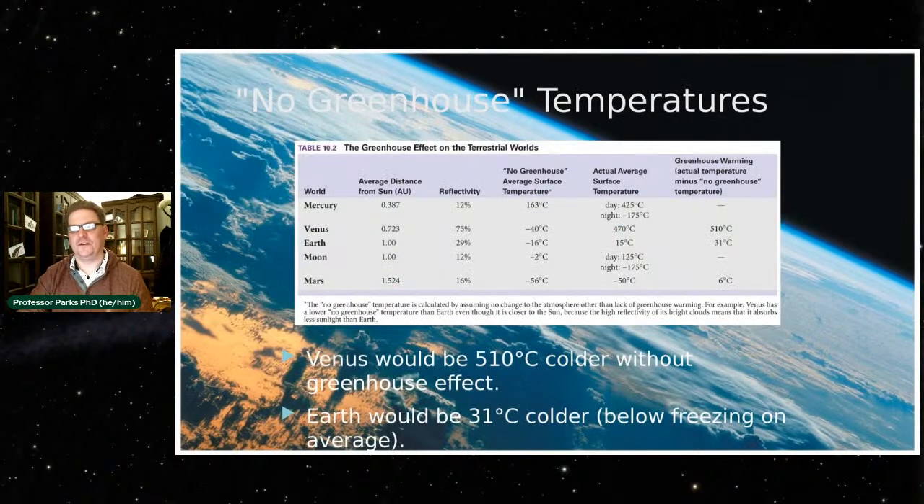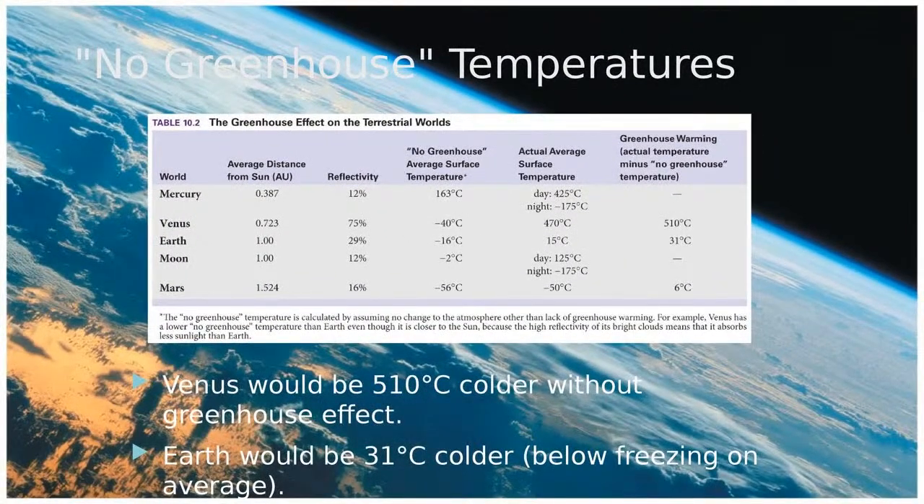So anyway, that reminded me of that. Getting back to atmosphere, here we go, the reflectivity. According to this particular textbook, which is 21st Century Astronomy, Mercury has an albedo of 12%. Venus has an albedo of 75%. The Earth is 29%. The Moon is 12%. Mars is 16%.